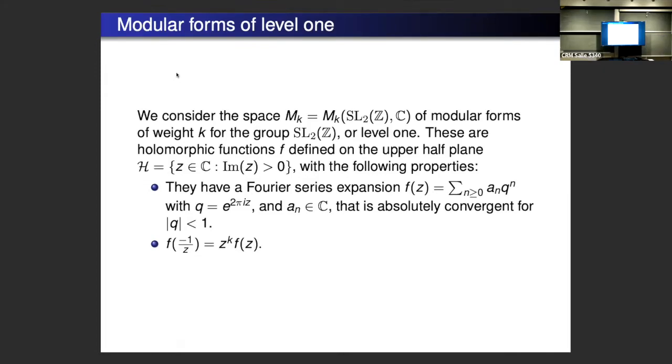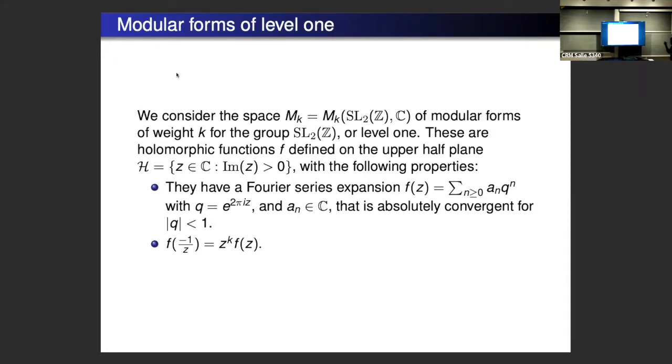You can look at the space of modular forms of weight k, some integer weight k, let's say bigger than or equal to 0, and level 1. So they are modular forms for the full modular group SL2Z, which acts upon the upper half plane by Möbius transformations, z goes to (az + b) upon (cz + d), where the matrix is a, b, c, d.